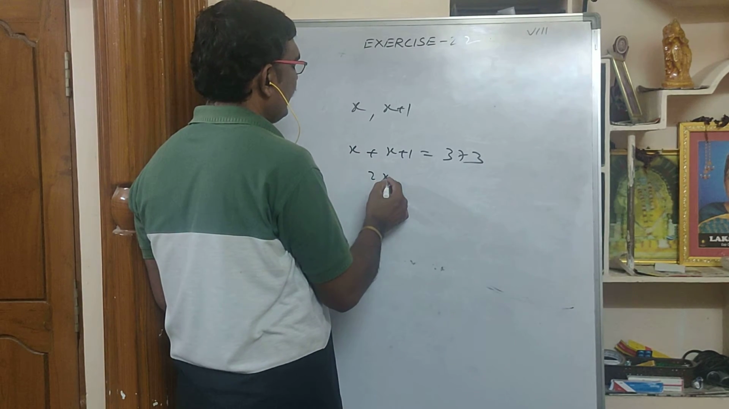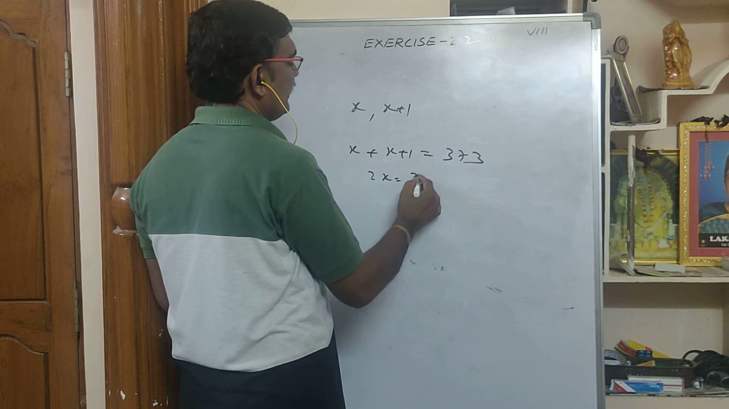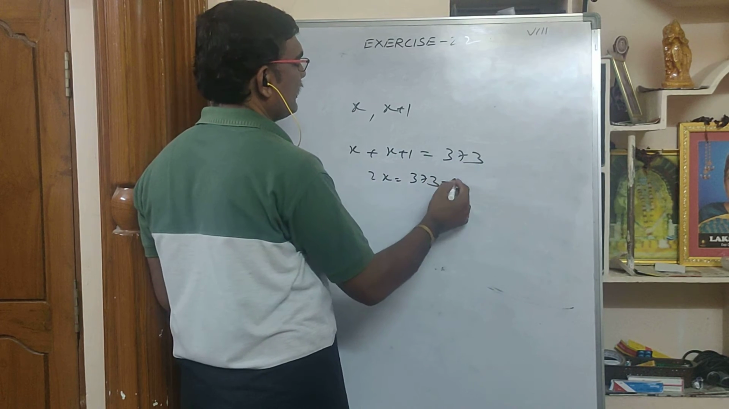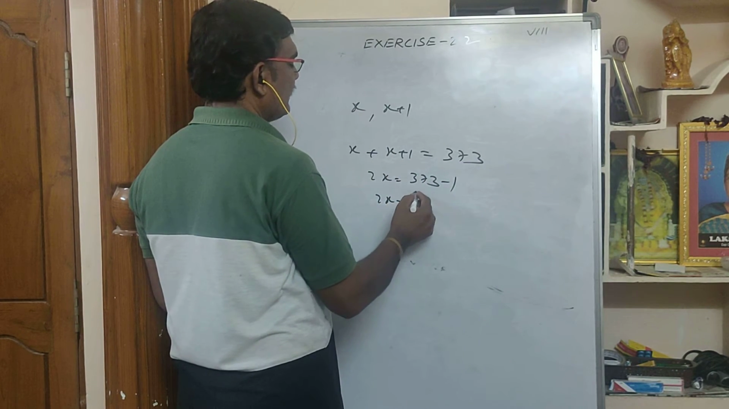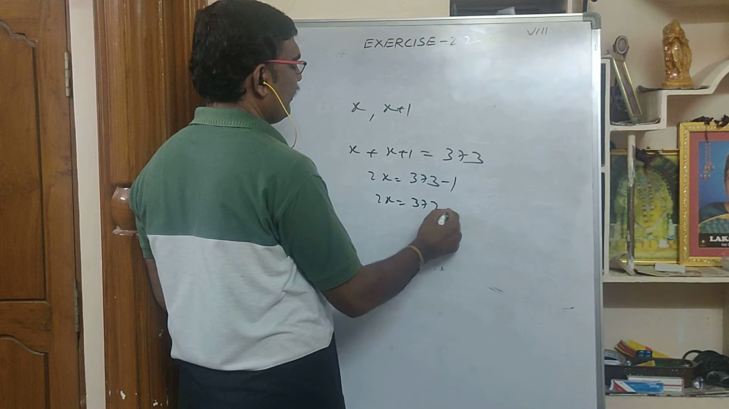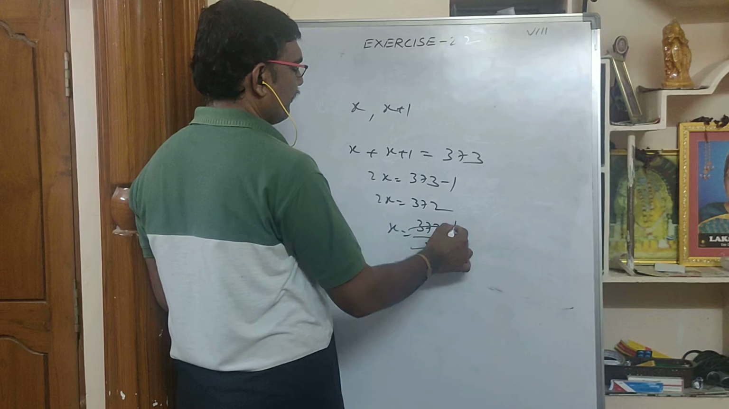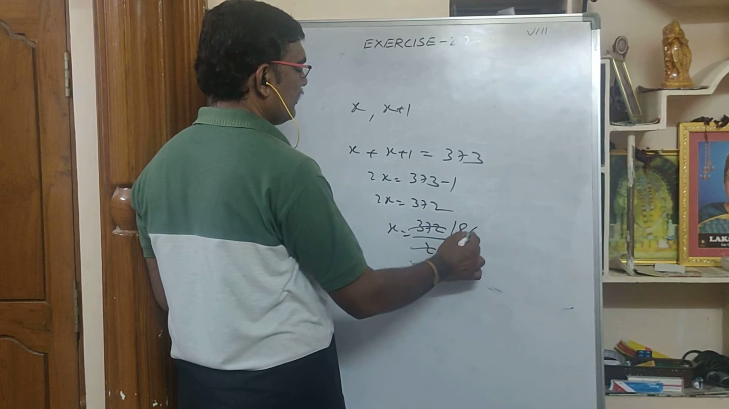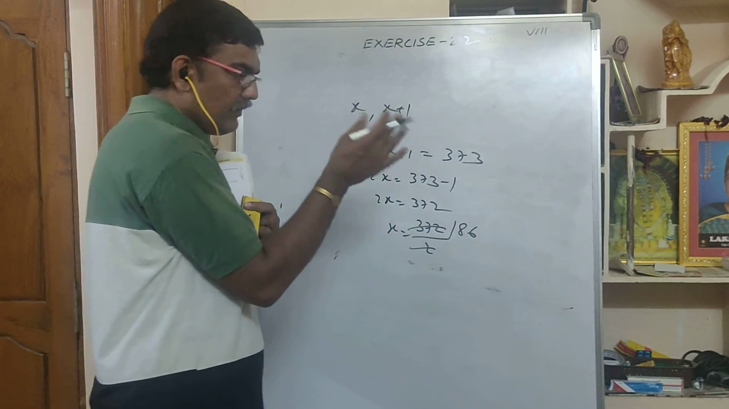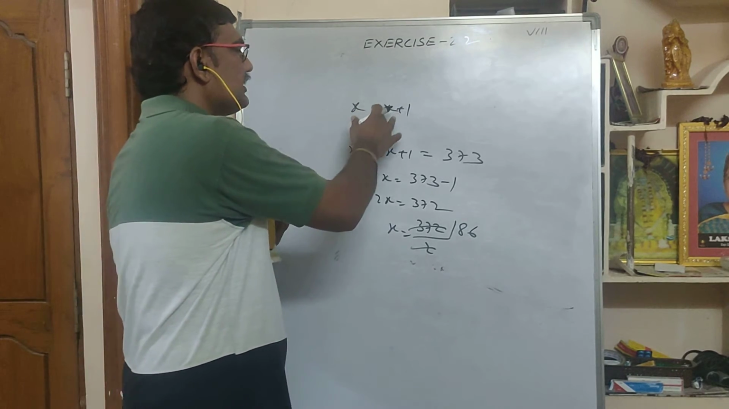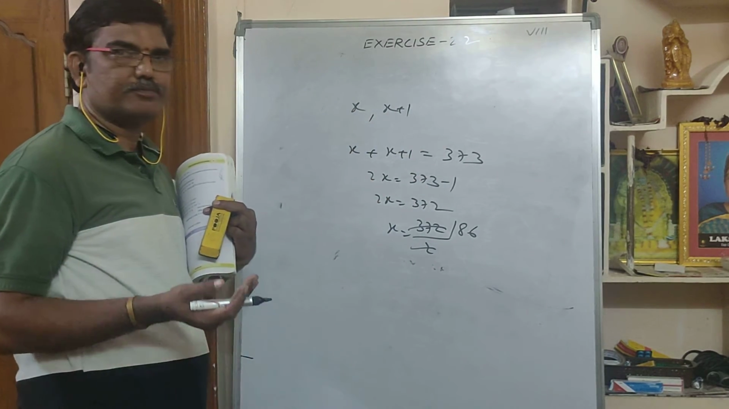Now what you have to do? x plus x is 2x, plus 1, equals 373. Take the 1 to this side, minus 1. 2x equals 372. x equals 372 by 2. 2 1s are 2, 2 8s are 16, 2 6s are 12, so 186 is one page. The next page will be 187.